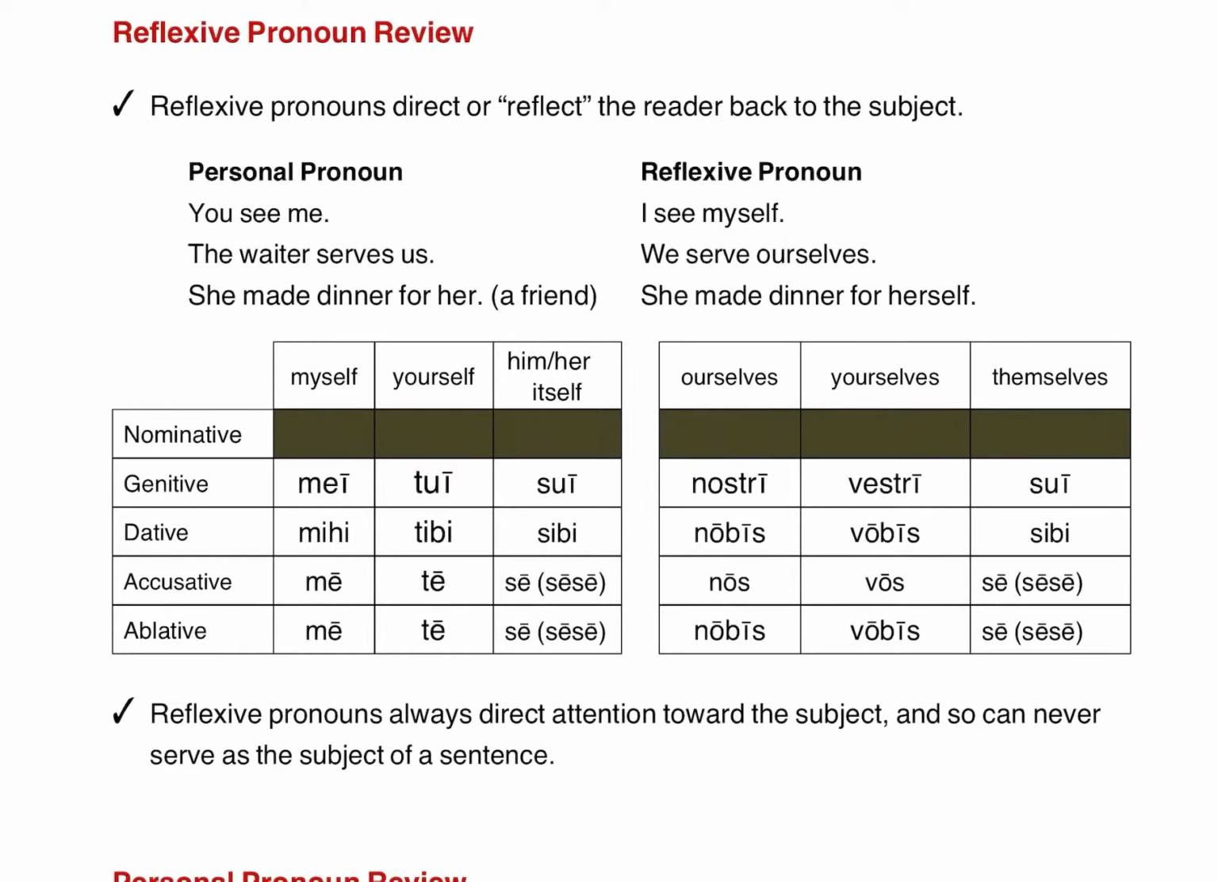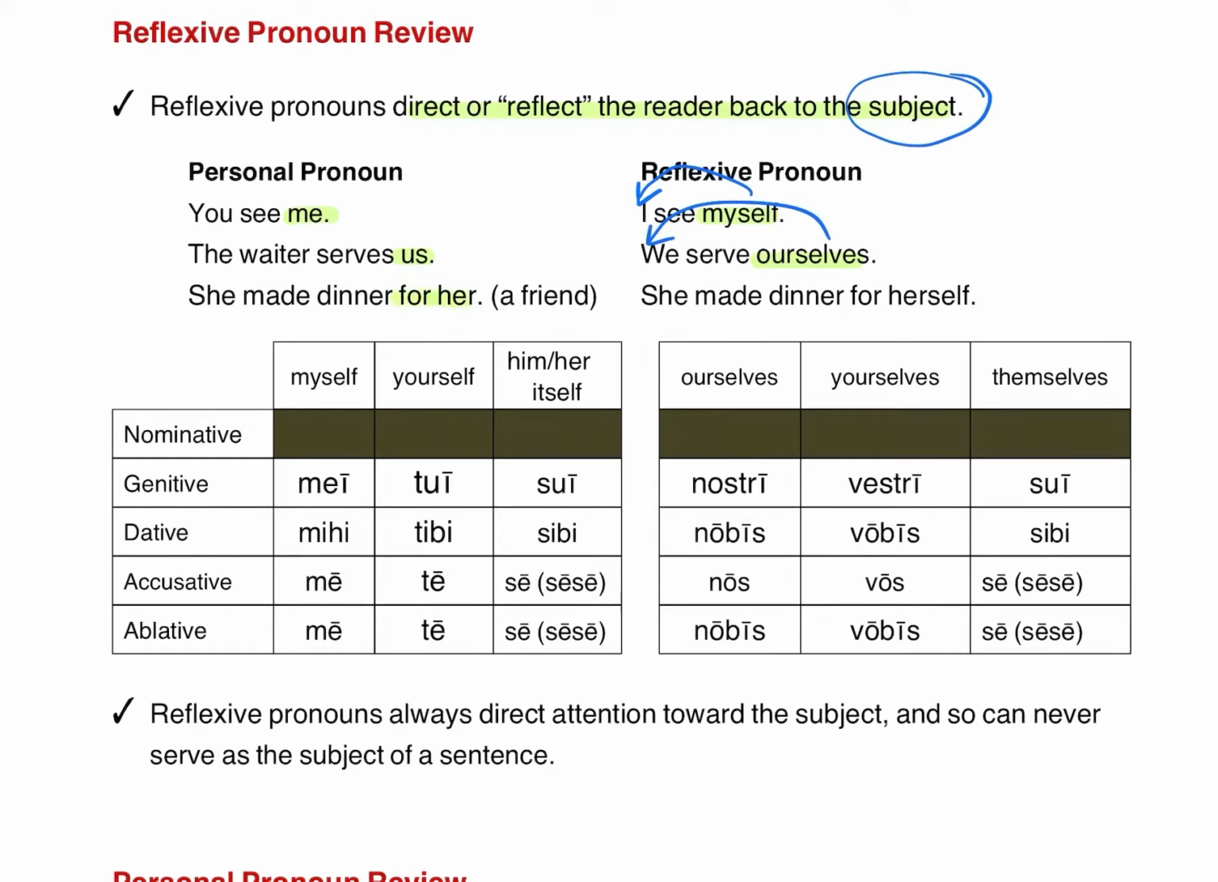All right, reflexive pronouns. Reflexive pronouns direct or reflect the reader back to the subject, and the subject is the most important thing here to be able to identify. A personal pronoun would say, you see me. A reflexive pronoun says, I see myself. And when I talk about myself, I'm referring back to the I there. Me is not the same thing as you. This person is talking about somebody else. The waiter serves us. Us has nothing to do with the waiter. Here we serve ourselves. Ourselves is reflecting back to the we.